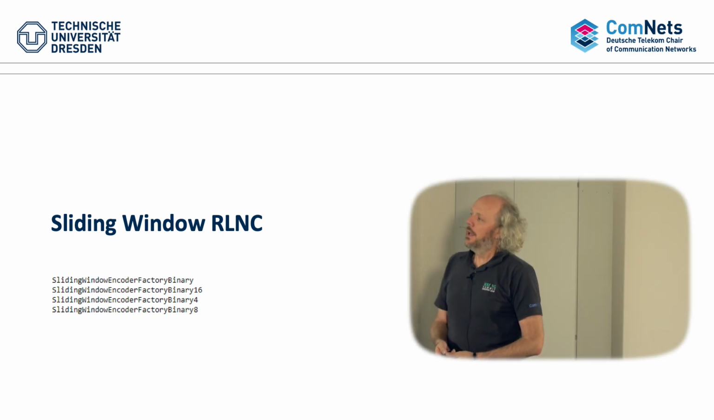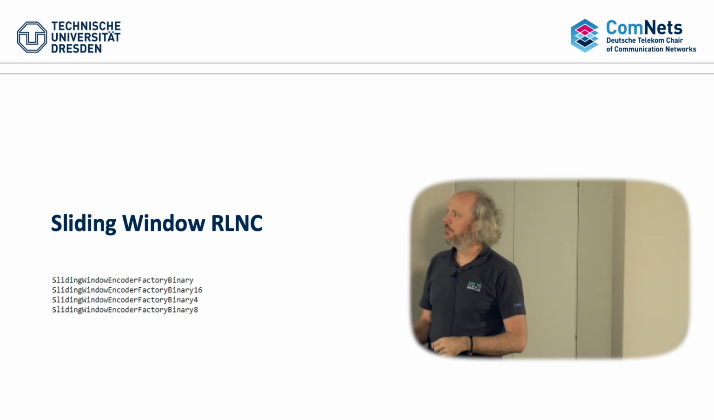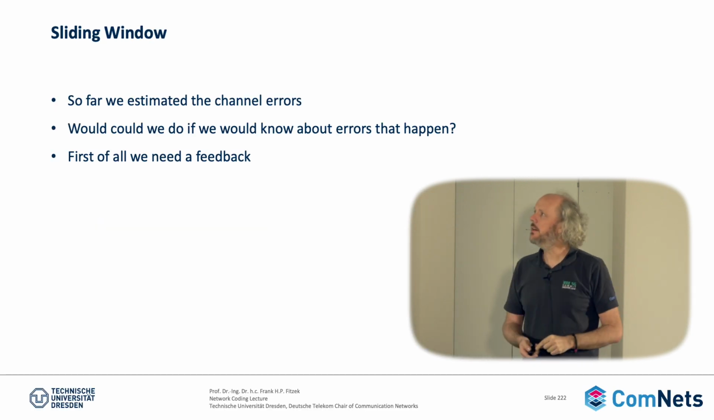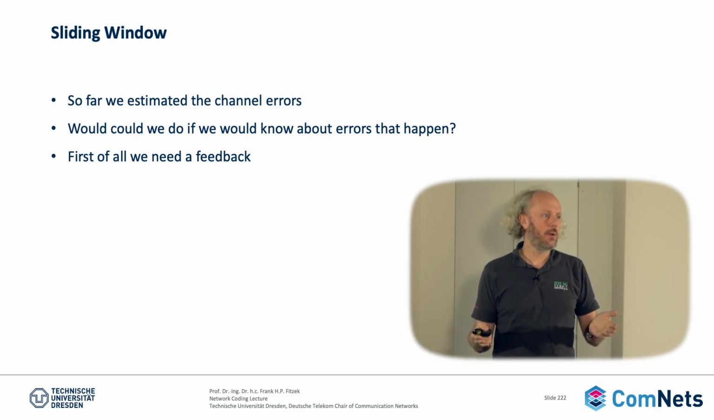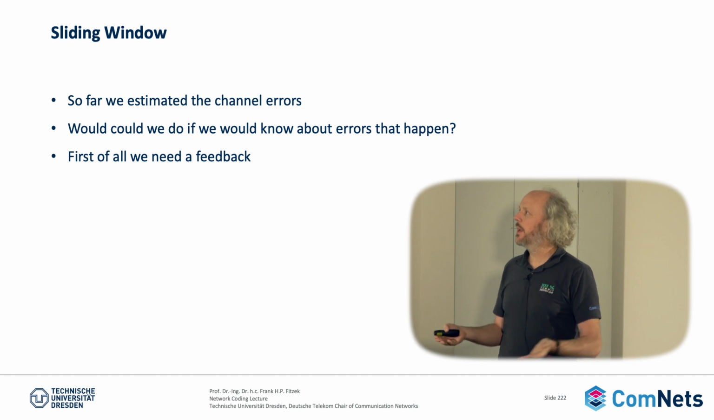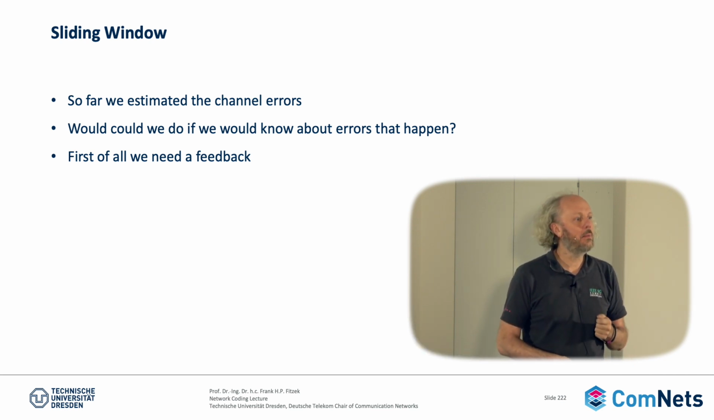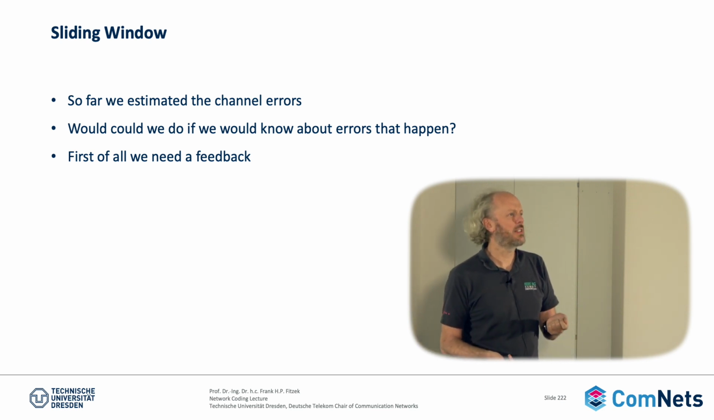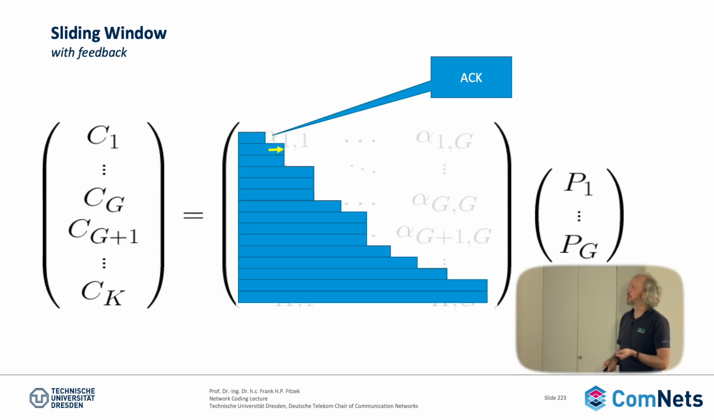Now, maybe we can do one thing more, and this is now from on the fly to sliding window. What you see here, we don't need to estimate the errors now, right? They can even change very quickly. What we now want to do is work on an acknowledgement. So this sounds something like stop and wait, or what is really what we are doing.